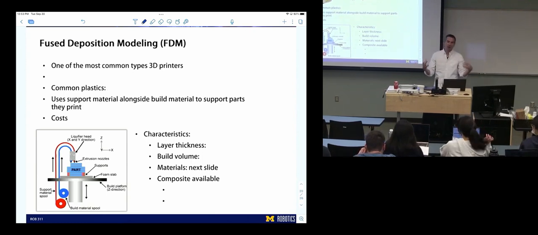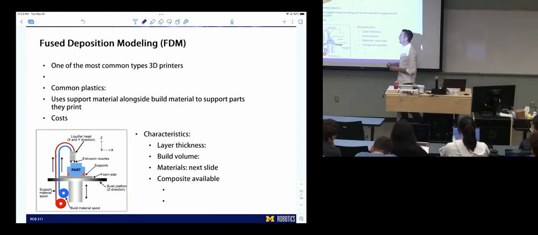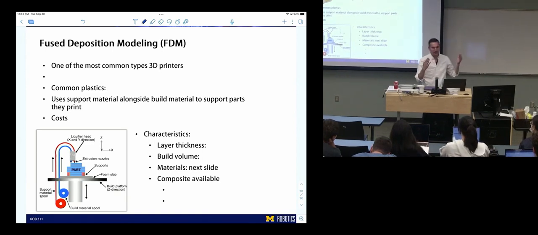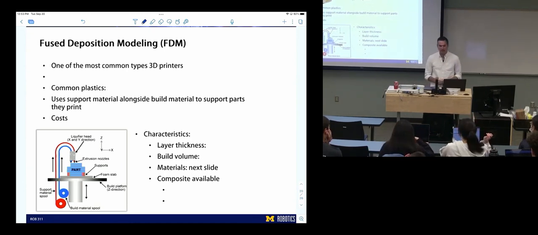This is, I'd say, the most common type of 3D printer, called fused deposition modeling, and it is generally used to create plastic parts. The size and quality can go anywhere from very small $100 systems to very large, really expensive $10,000-plus systems. So this is one of the most common types of 3D printers.